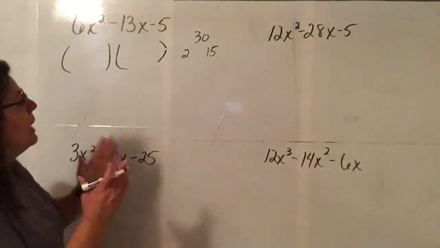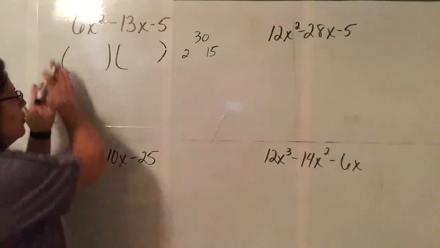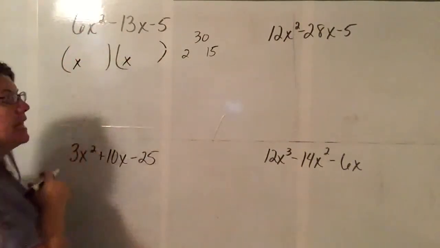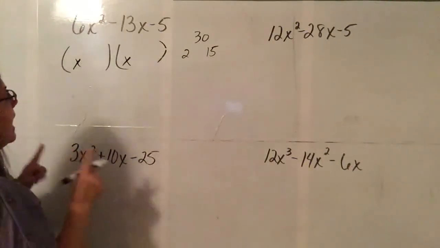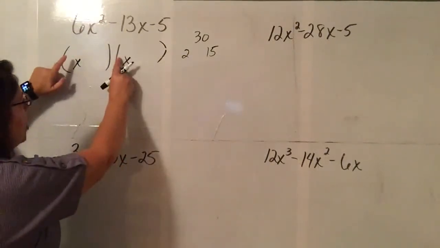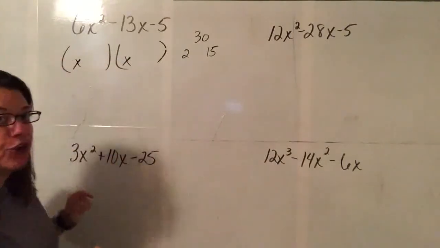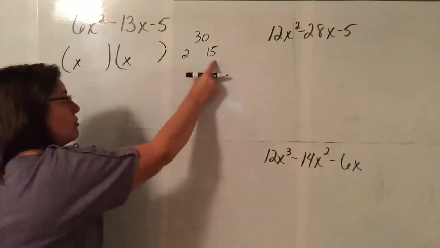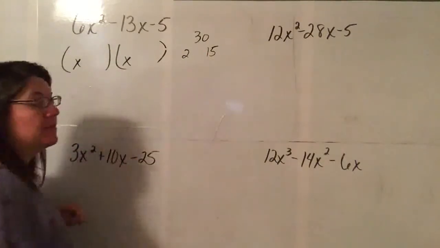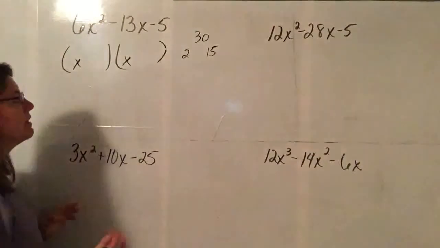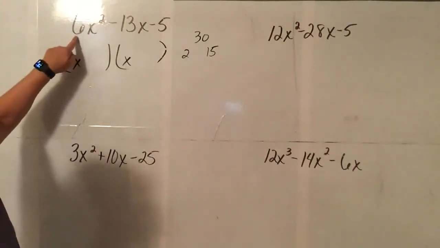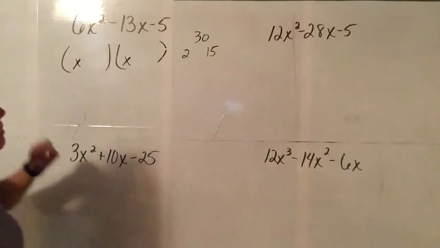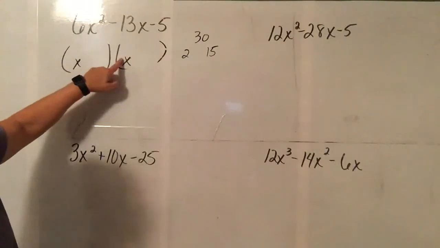Okay, now we have to determine what numbers go in here. Now this is still an x squared. We're still going to have an x and an x. But the difference here is now we're going to have coefficients in front of those x terms, because our outside and our inside terms have to multiply to give us 2 and 15. Okay? So let's think about this. Well, factors of 6. We have 1 and 6 and 2 and 3. So we could either use a 1 and a 6, or we could use a 2 and a 3.